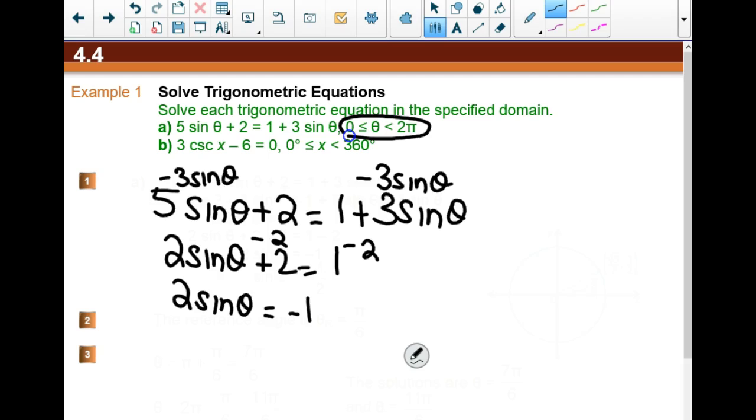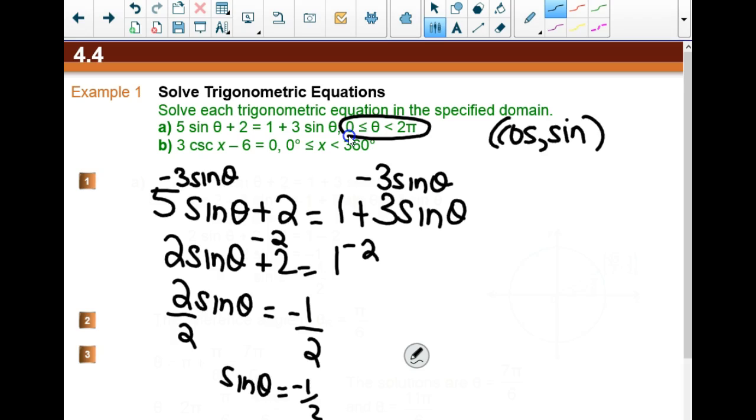And then just to finish it off, we'll divide by 2 and divide by 2. So we have sine is equal to negative 1/2. This is saying we're looking for where sine is negative 1/2 on a full rotation of the whole unit circle. So if you look on your unit circle, all you have to do is see where sine is. Remember, if the first value is cos, the second one is sine on our unit circle. So where is sine a negative 1/2?